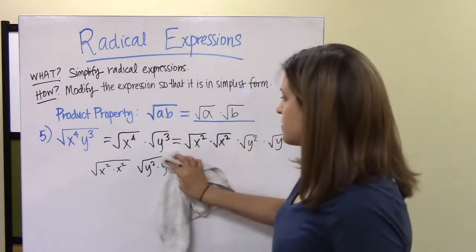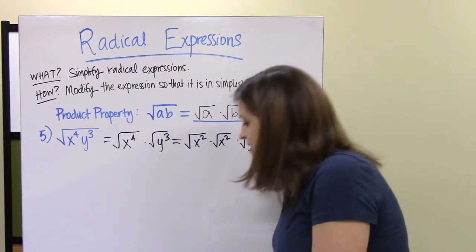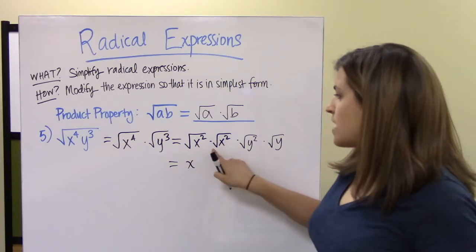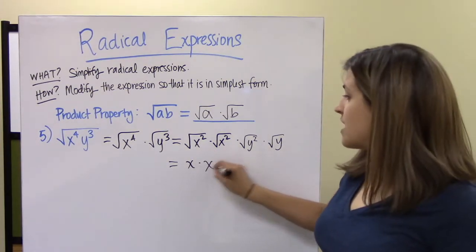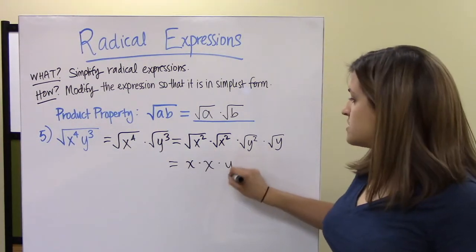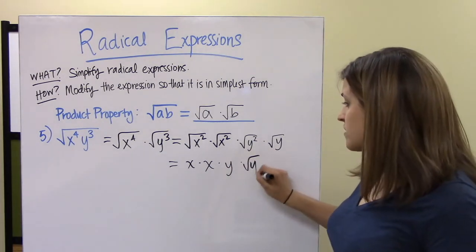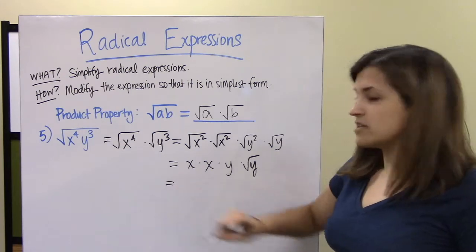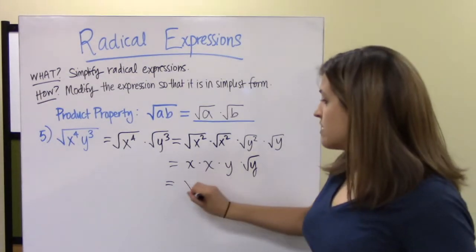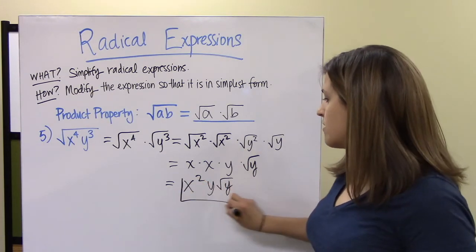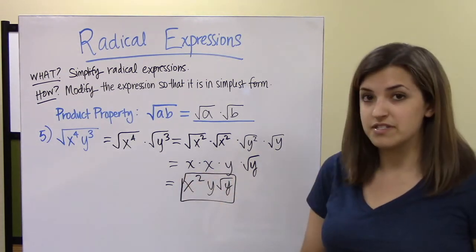All right, so now we can do some things with these. I'm going to erase this down here, and we're going to get square root of x squared, that's just going to be x, times another x, times a y, times the square root of y, which we can't do anything with. So now to take this a little bit further, this equals x squared y times the square root of y. And that's in simplest form.